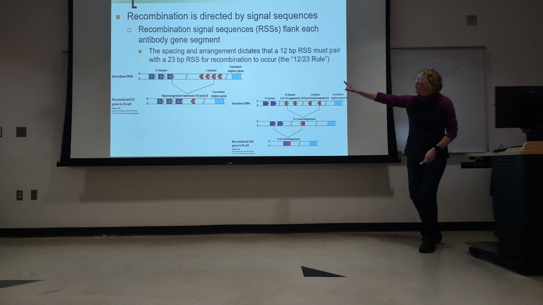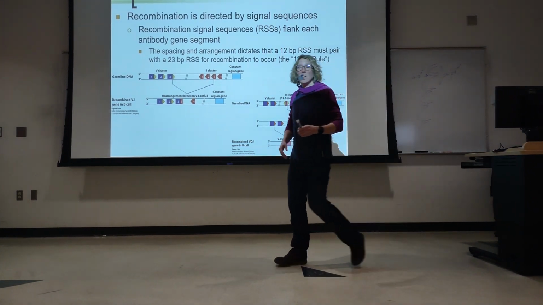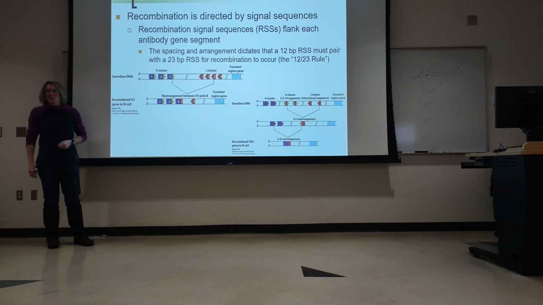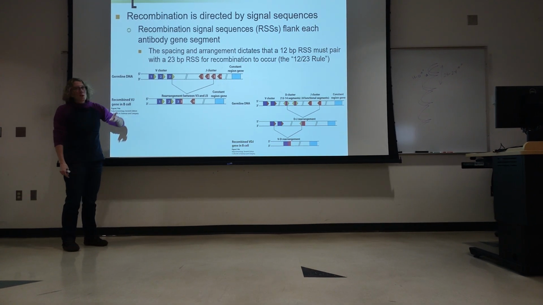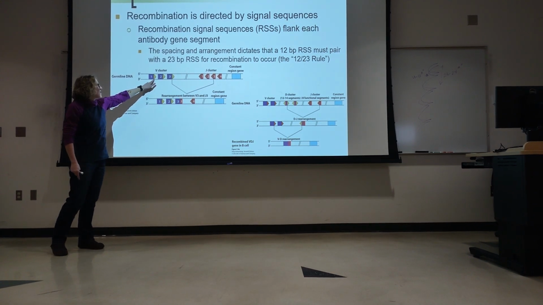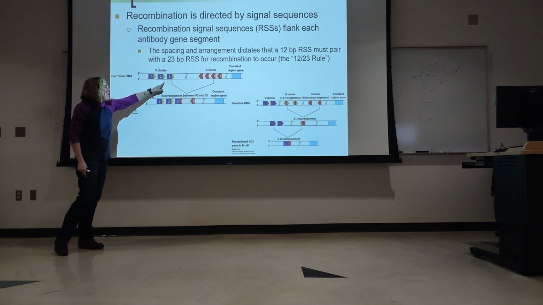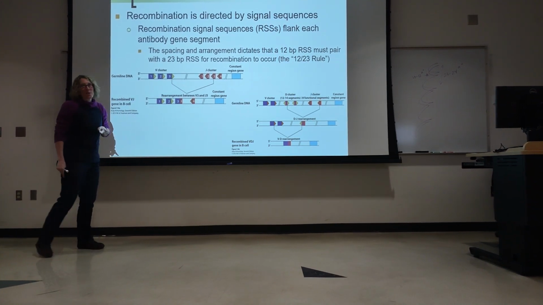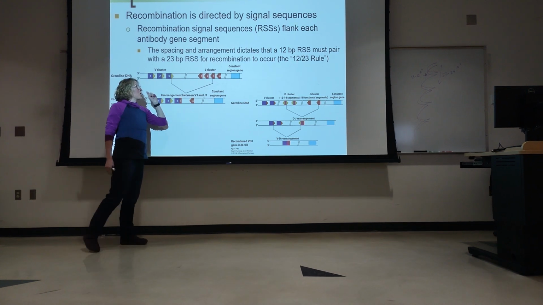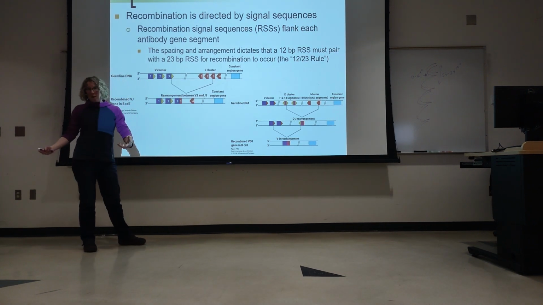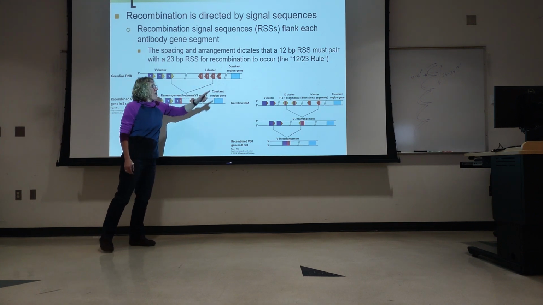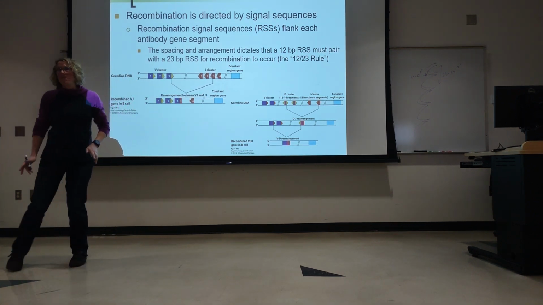Okay, so this shows a little bit better where those recognition signal sequences are. If we're looking in the V cluster, there's a recognition signal sequence at the end of each coding piece of information. And this is a light chain. We're joining a V to a J, no D region. The J's are going to have corresponding recognition signal sequences at the beginning.